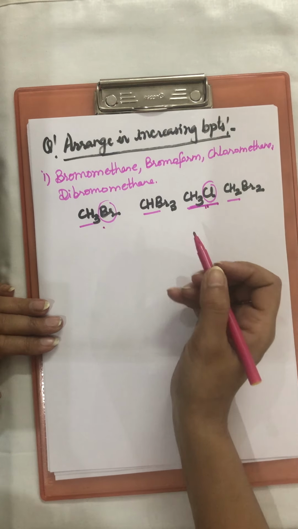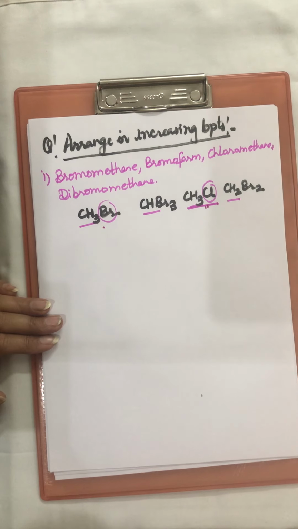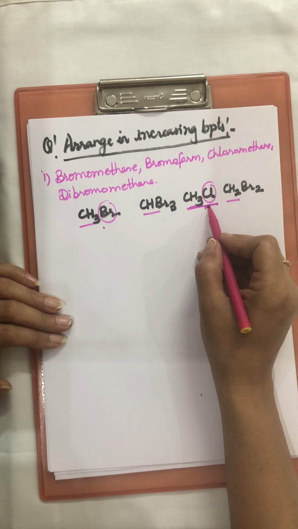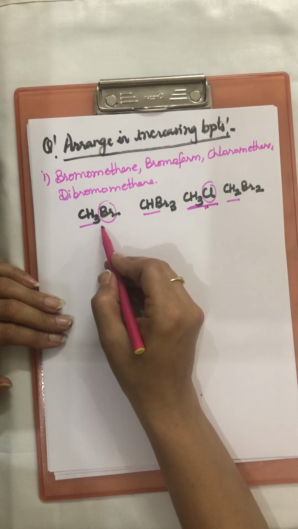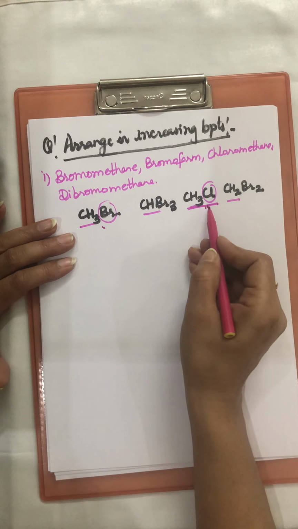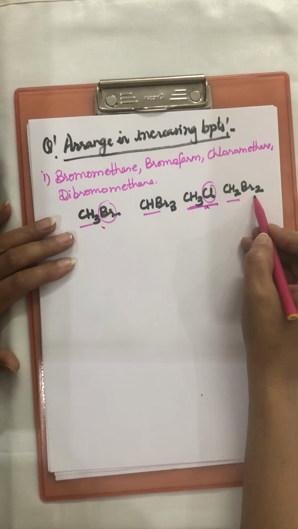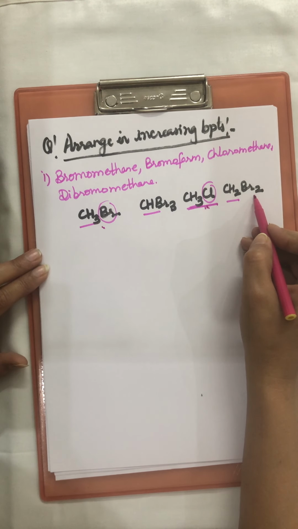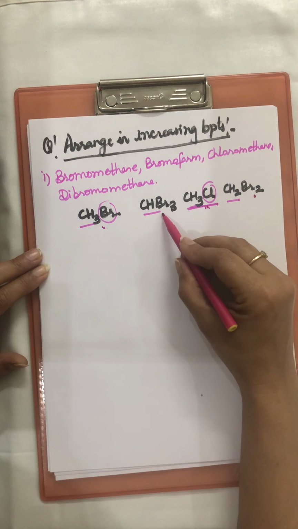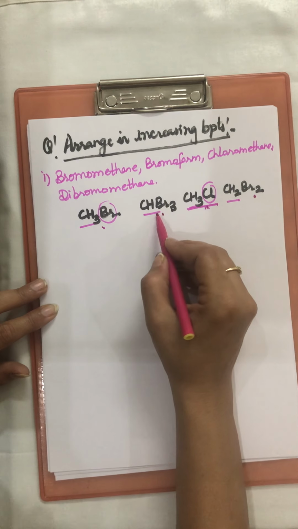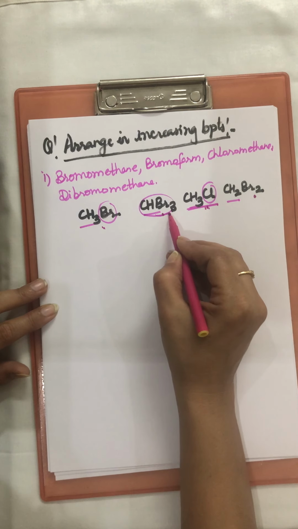So that means if we are writing in increasing order the boiling point, then this compound will have the lowest, this compound will have more boiling point than this compound. Then the molecular mass increases here because here we have two Br atoms, and then in this one the molecular mass is a maximum because there are three Br atoms. So highest boiling point is of this compound.